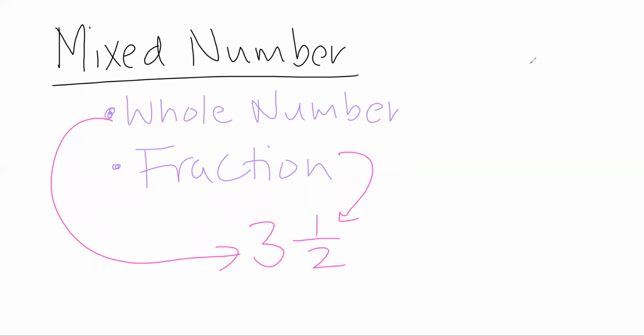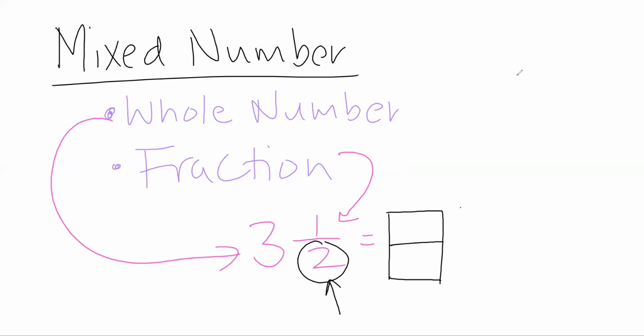So 3 1/2. If we were to model that, let's think about that. Well, 3 1/2, what does that mean? Let's pay attention to the denominator. It says that I have halves. Everything I have is cut into half. So I'm going to do that.